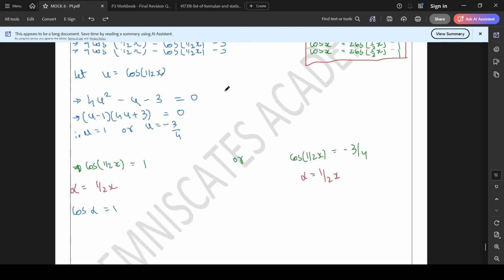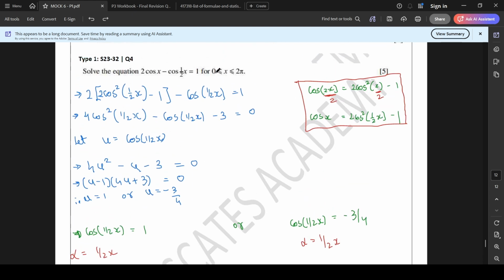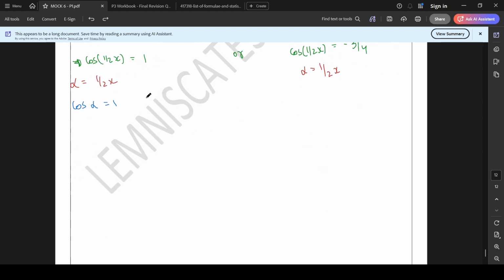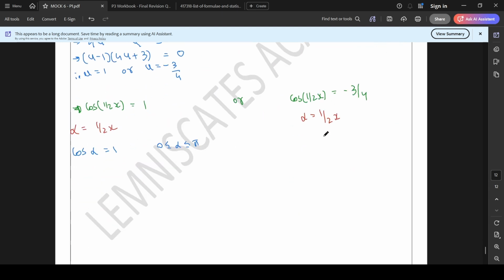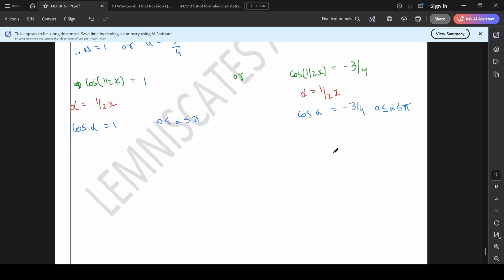So what is the domain? Domain is going to be half of x, so 0 to pi. So I'm trying to solve this in between 0 to pi. And this also I'll try to solve in between 0 to pi. Cos alpha is equal to minus 3 by 4 in between 0 to pi, because of course we are dealing with half of x, not the full x.